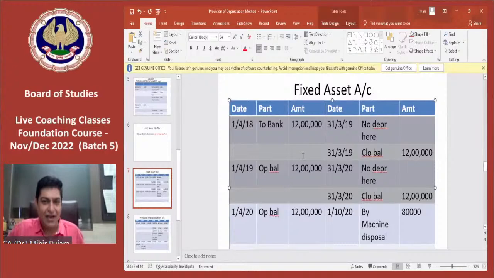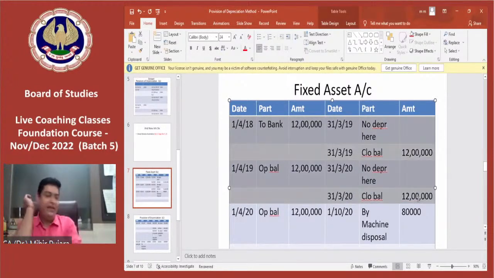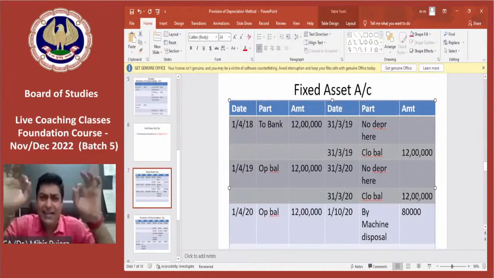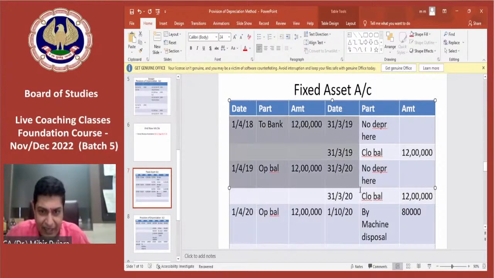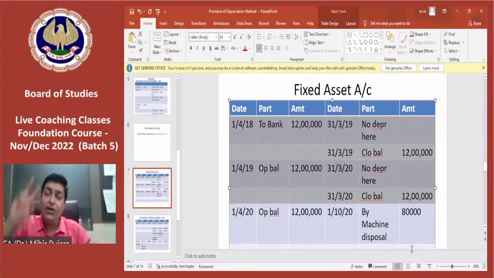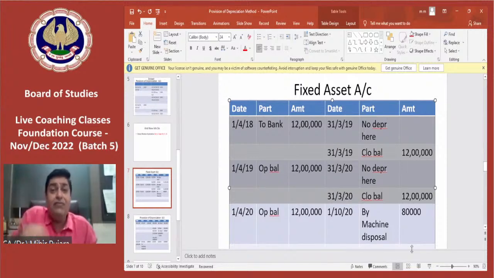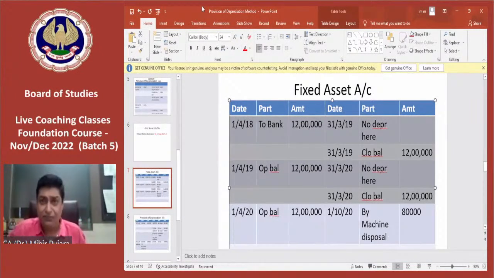Now, friend, from 1/4/18 to 31st March 20, we are not selling the asset. So we can simply say these are 2 years, guys, right? 2 years depreciation will be credited in the PDA account. First year plus second year.